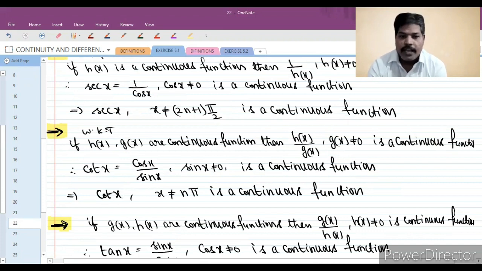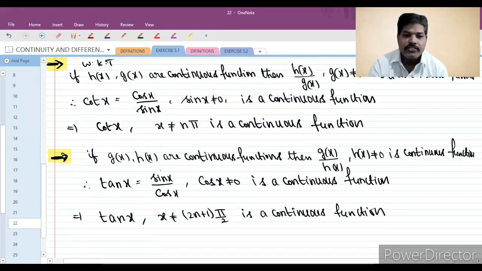Next, cotangent, that is nothing but the cot. So h x, g x are continuous functions. Automatically h of x by g of x, g of x not equal to 0, is a continuous function. That means cos x and sin x are continuous functions. Cos x by sin x, sin x not equal to 0, is a continuous function. Automatically cos x by sin x is nothing but the cot x, a continuous function when x not equal to n pi.